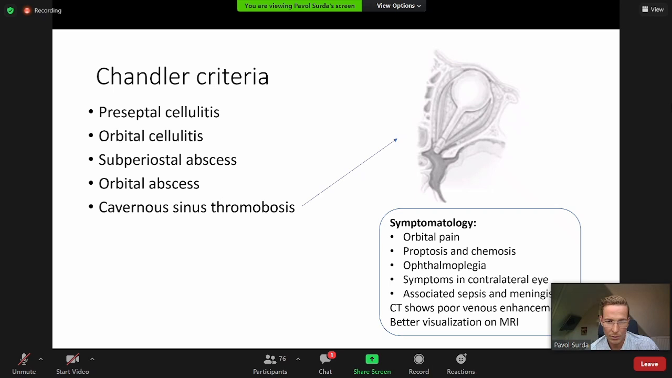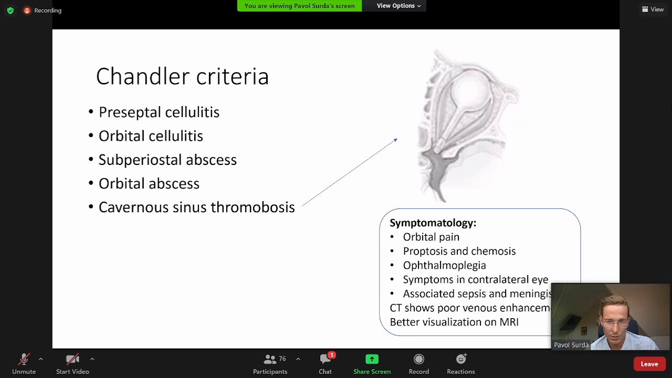In terms of treatment strategy for the subperiosteal abscess, at the moment, the ENT UK guidance clearly states that every subperiosteal abscess should be treated surgically. So should always be drained. There are different ways to treat that, which I will explain later.